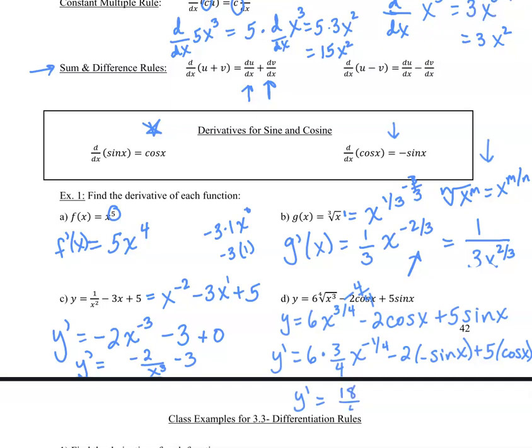And if we want to clean that up slightly, 6 times 3/4, you can reduce it or not. I don't care. That's 18 over 4. I'm going to leave that exponent negative just for now. Negative 2, negative sine makes that plus 2 sine x, and then plus 5 cosine x at the end. And that's going to be the derivative.